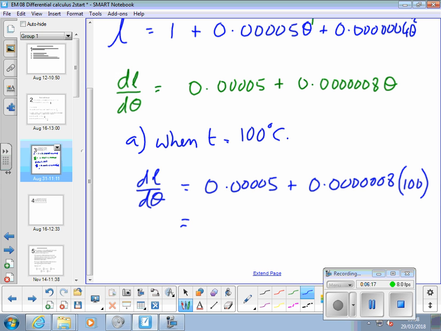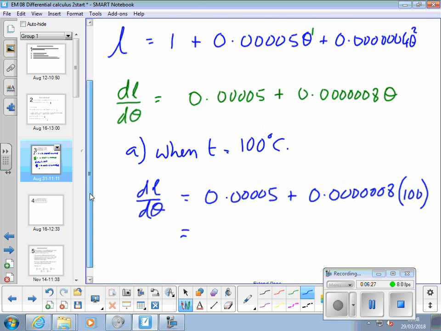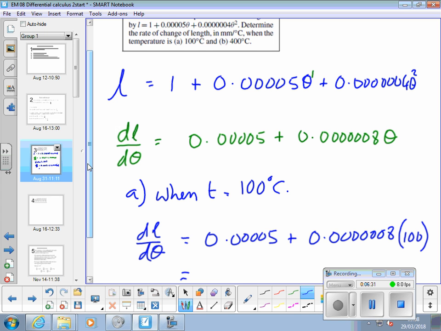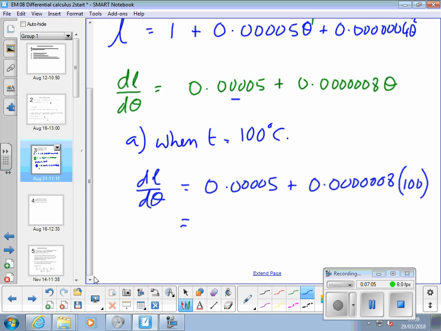What you've got is that very small number times theta to the power 1. The process is to multiply by the old power. So 1 times that number is that number. Then take 1 off the index, giving us theta to the power of 0, and anything to the power of 0 is 1. So the theta just disappears. In this one, we multiplied by 2 to make that 0.608 and took 1 off the index, theta to the power 1. But it's good that you asked if you didn't see where it comes from.